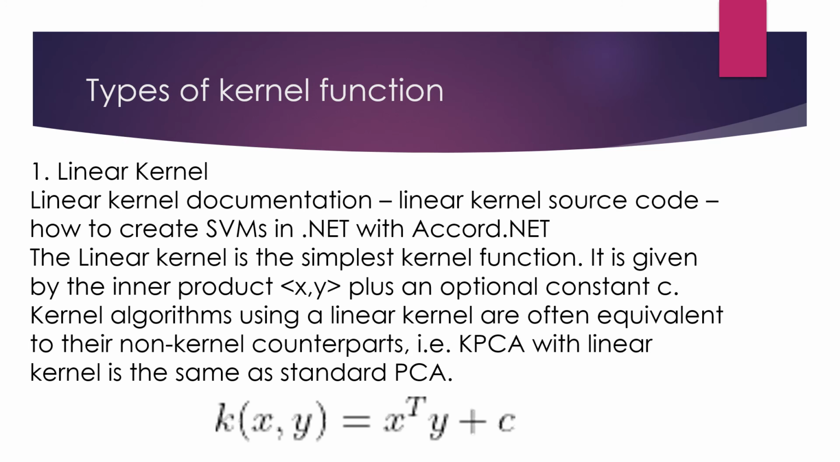Let us see the types of kernel functions. Linear kernel: documentation, linear kernel source code, how to create the SVM in .NET with Accord.NET. The linear kernel is the simplest kernel function. It is given by the inner product <x, y> plus an optional constant c. Kernel algorithms using the linear kernel are often equivalent to their non-kernel counterparts, that is, KPCA with the linear kernel is the same as standard PCA. Then k(x, y) = (x^T y + c)^p.